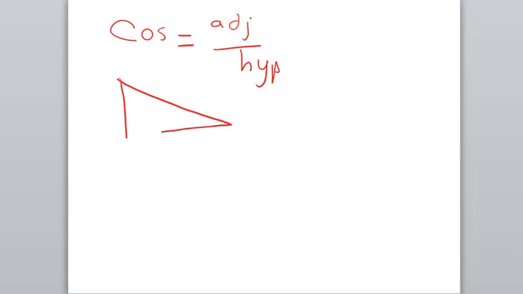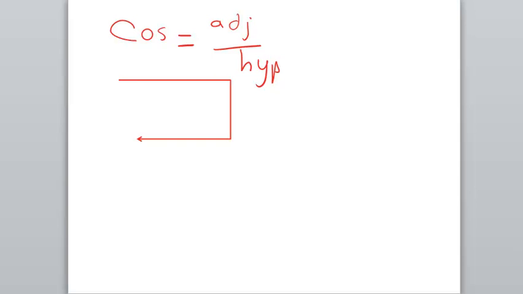Now let's do cosine. Cosine is actually a bit similar to sine, but cosine is equal to adjacent over hypotenuse, instead of sine, where sine is equal to opposite over hypotenuse. So if we draw a triangle again, it must be a right angle triangle for it to work.